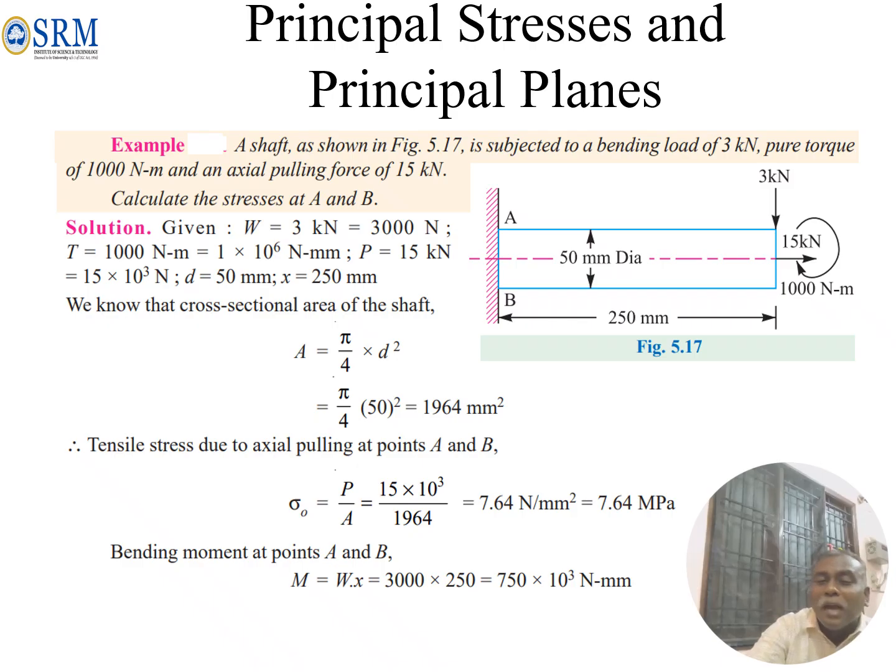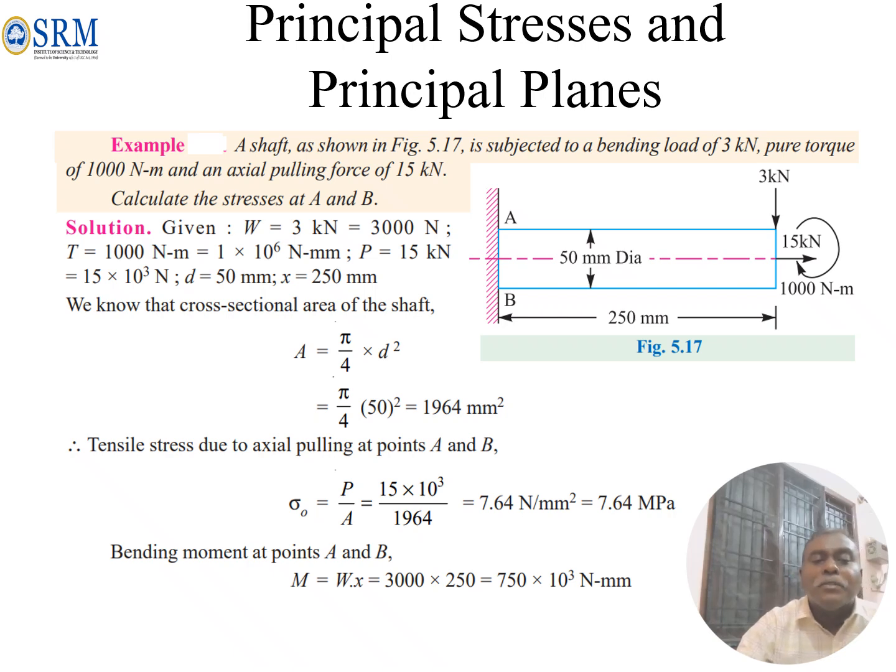So what does it mean? At point A there will be a possibility of tensile stress, and point B will have a possibility of compressive stress due to these two loads. So you have to know this and keep it in mind. Other things are formula based only. You have to know the concept: whenever the two loads, that is torque and axial load, are applied, at point A there is a possibility of tensile stress and at point B compressive stress.